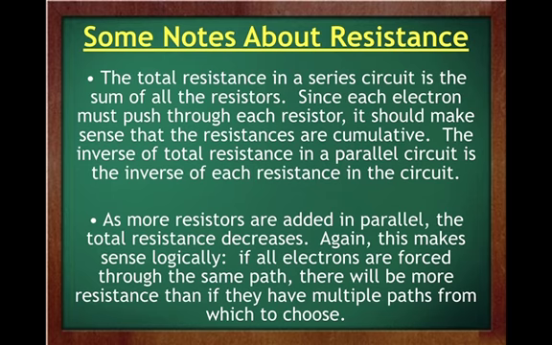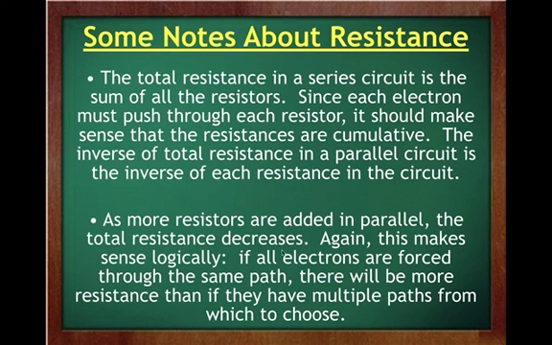Just some extra notes: the total resistance in a series circuit, like I said, is the sum of all the resistors. Since each electron has to push through each resistor, it makes sense that those resistances are cumulative. The current only has one path to travel, so it has to go through all of them. The inverse of total resistance in a parallel circuit is the sum of the inverses of each resistance in that circuit, because when your resistors are added up in parallel, your total resistance is decreasing.